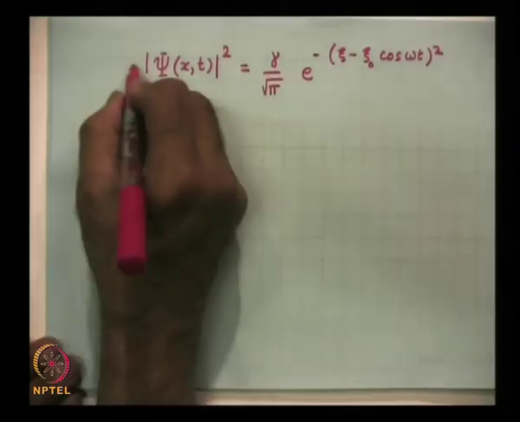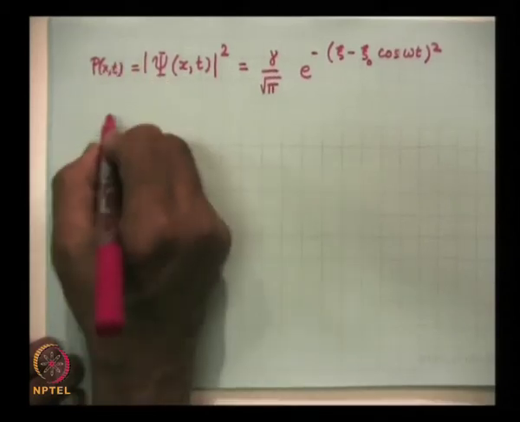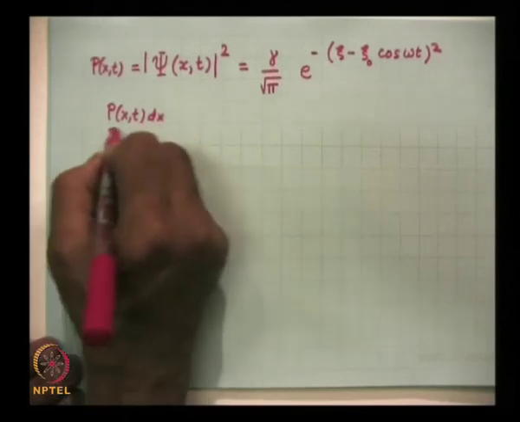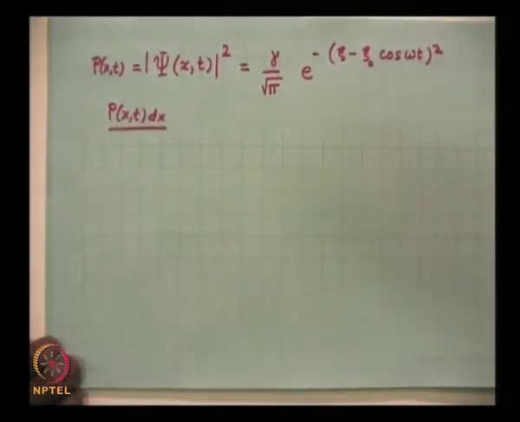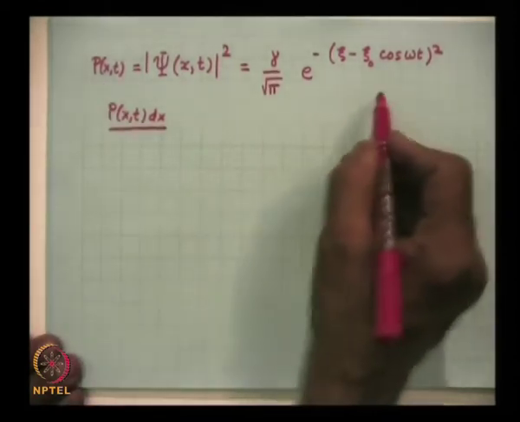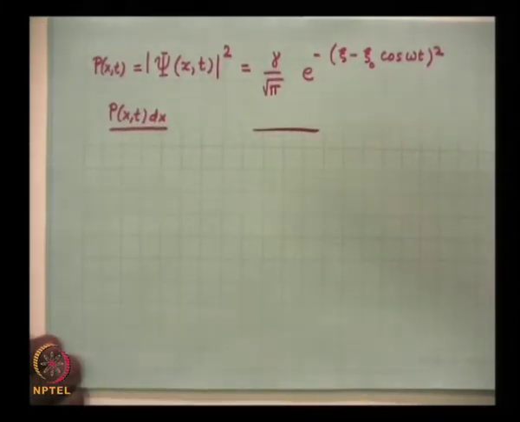So, this is the probability distribution. p of x comma t dx represents the probability of finding the particle between x and x plus dx. So, that probability distribution function is actually oscillating with time, and I will show this to you in a moment graphically.